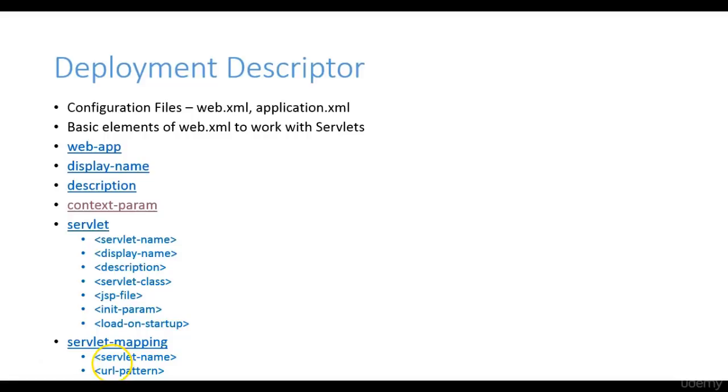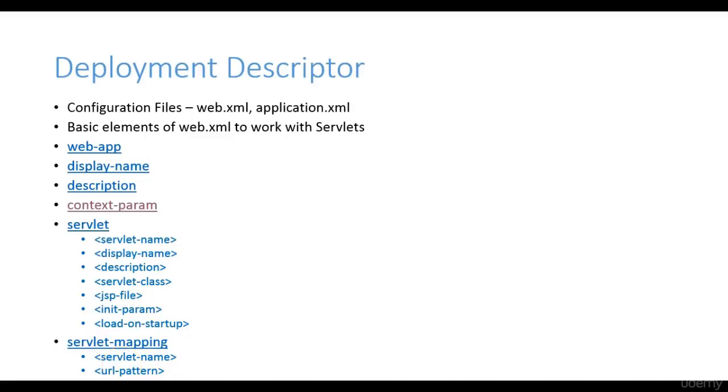The servlet mapping element defines a mapping between a servlet and a URL pattern. Within a servlet mapping element, we have to define two mandatory elements, which are the servlet name and the URL pattern. Both are mandatory.